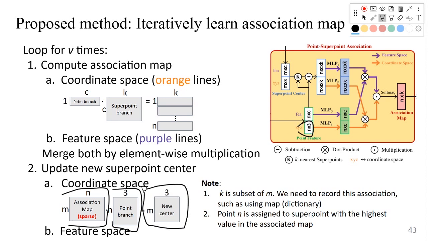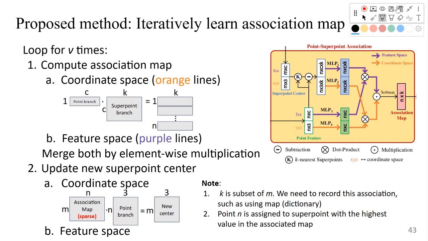We can think that this is similar to k-means clustering, right? But instead here we use a neural network to learn the cluster center, and we use the soft membership that is captured in this association map. So we can think of this as a weighting value, like a soft membership, for every point here. And finally, we will have the new superpoint centers here.